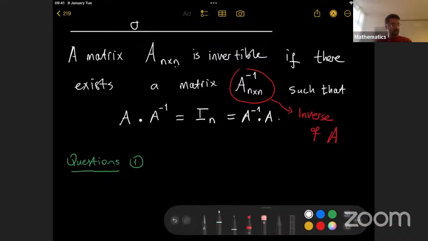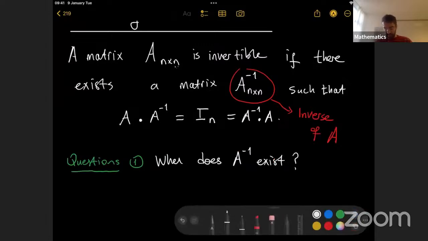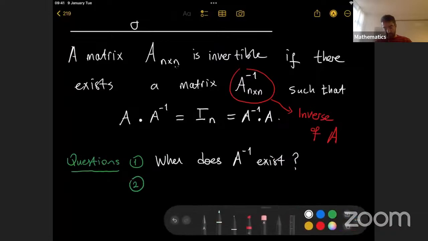The first question is, when does the inverse exist? So when does A inverse exist? What are the sufficient and necessary conditions for this? And the second question: in case we have an inverse, how do you find that inverse? How do you find the inverse of the matrix?